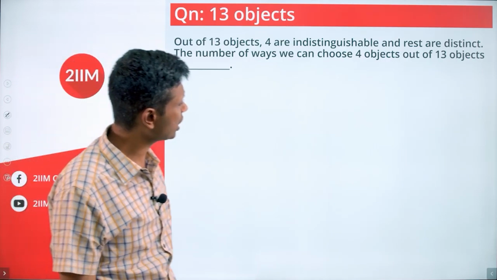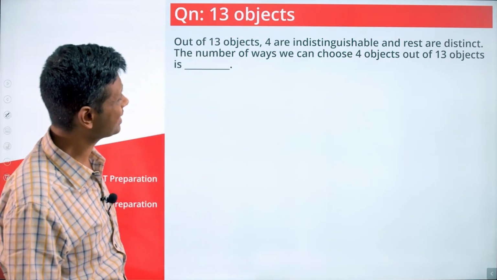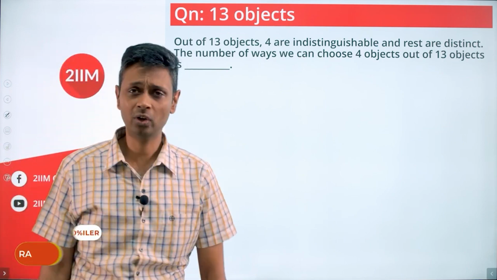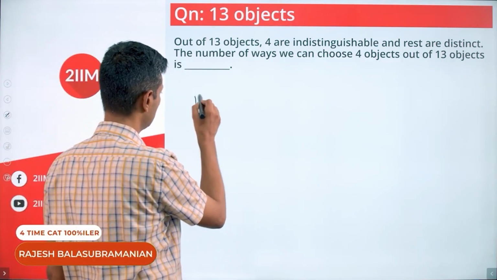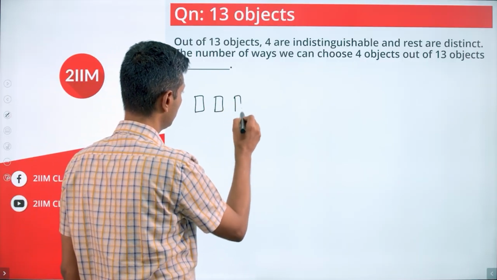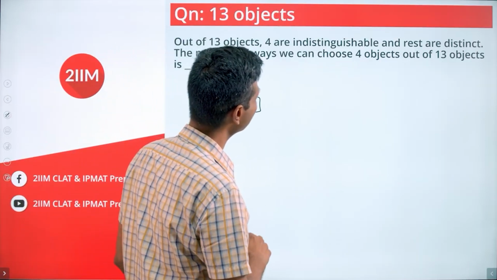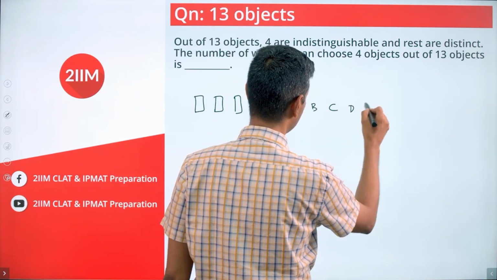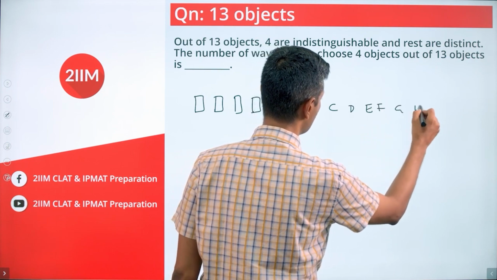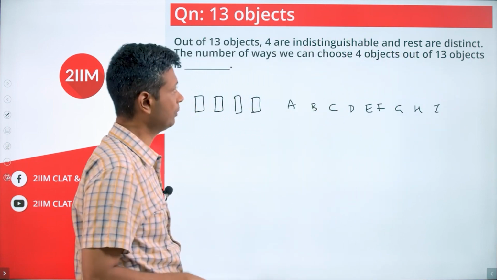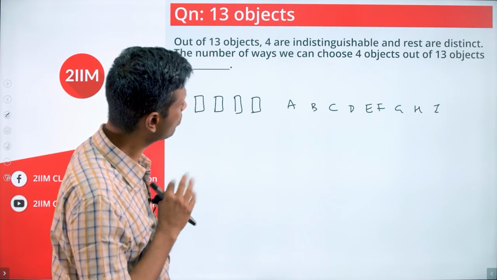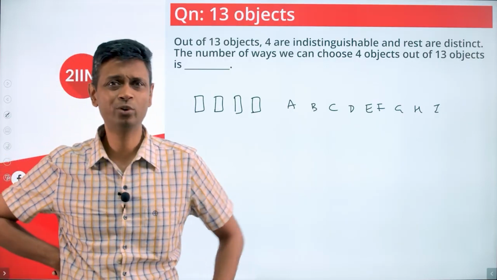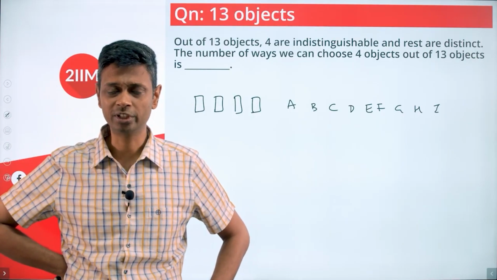Out of 13 objects, 4 are indistinguishable and the rest are distinct. The number of ways we can choose 4 objects out of 13. Oh, lovely. So 4 are indistinguishable. So 1, 2, 3, 4. The rest are distinct, or 9 are distinct. Let's say we have A, B, C, D, E, F, G, H, I. Lovely. The number of ways we can choose 4 objects out of 13. I want to select 4 out of these 13. And that looks like it could be 13C4. 4 out of 13, 13C4.